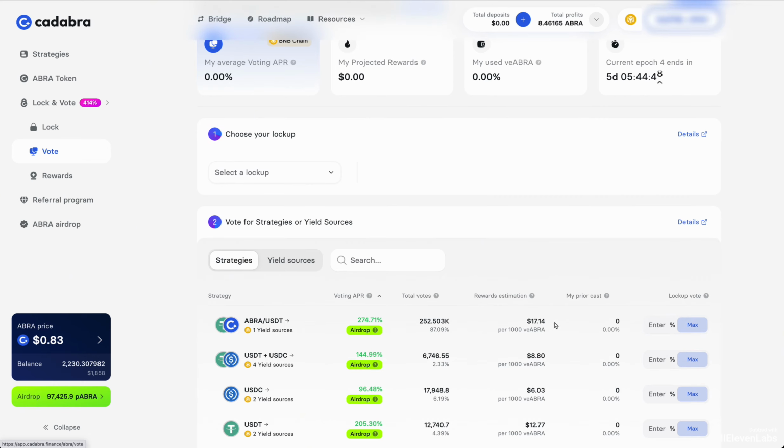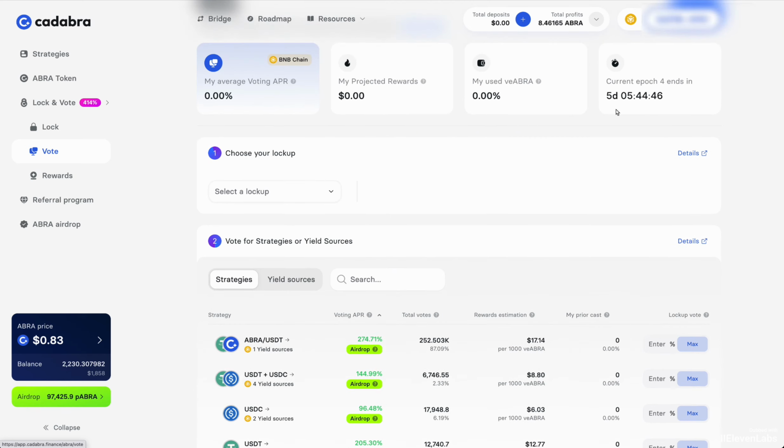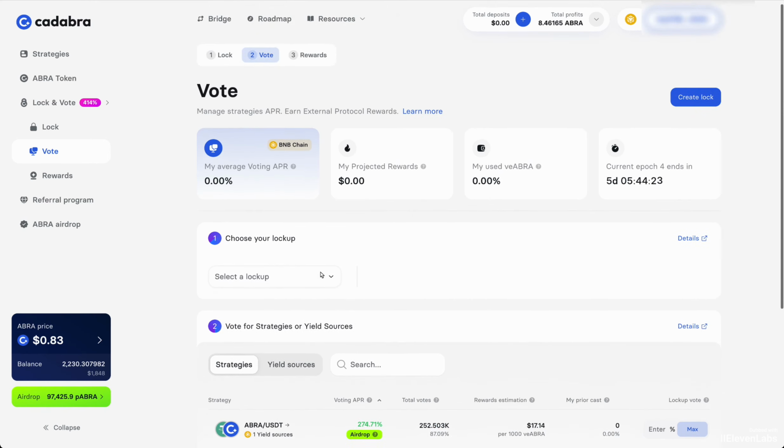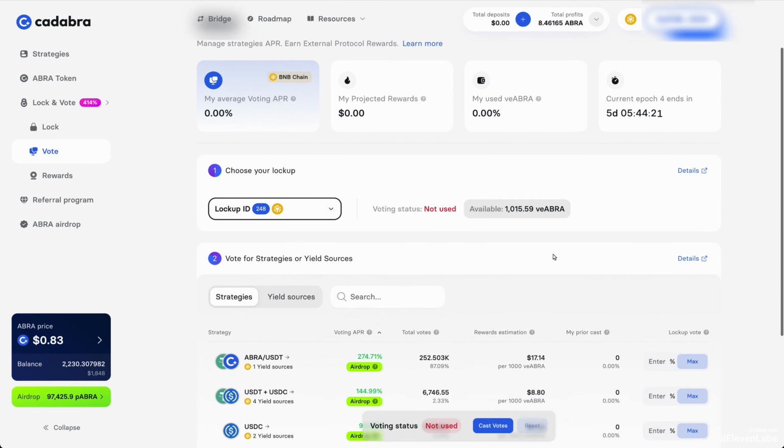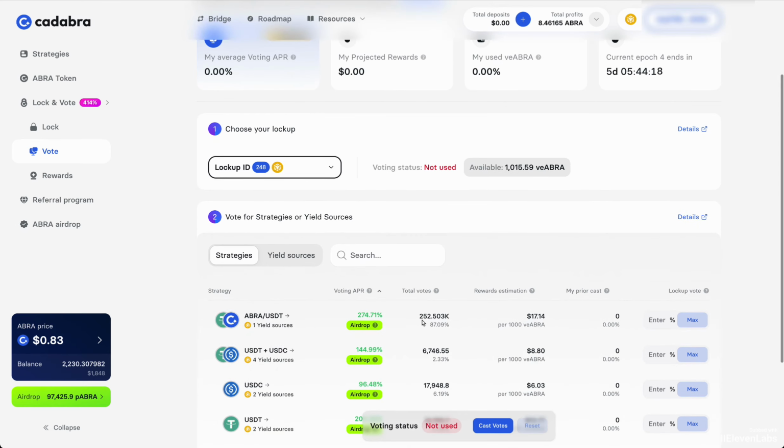I am essentially giving my votes there. And within the next epoch, the fifth epoch, all the returns that this strategy or the source I vote for generates will come to me. But, of course, not entirely to me, but in proportion to my and others' votes. For example, we can see here that 252,000 votes have already been cast, and I only have 1,000. So, I choose my lockup. I have 1,000 here. If I vote, it turns out I will have a 1/252nd share of all the rewards.